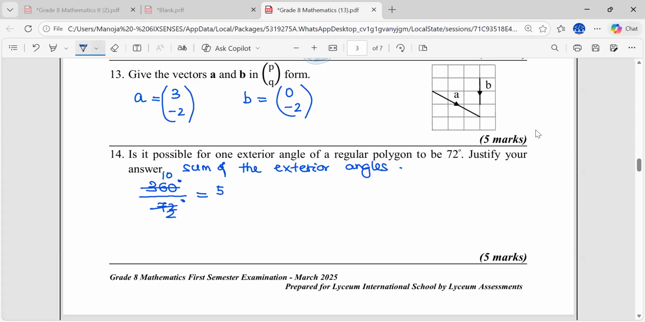First, you want to know the sum of the exterior angles adds up to 360. As this is a regular polygon, all the angles should be 72. Therefore, when I divide the sum of the angles by one angle value, it gives me the number of sides. If I get a whole number, that means it is possible to have a 72 exterior angle. The exterior angle value can be 72, right?